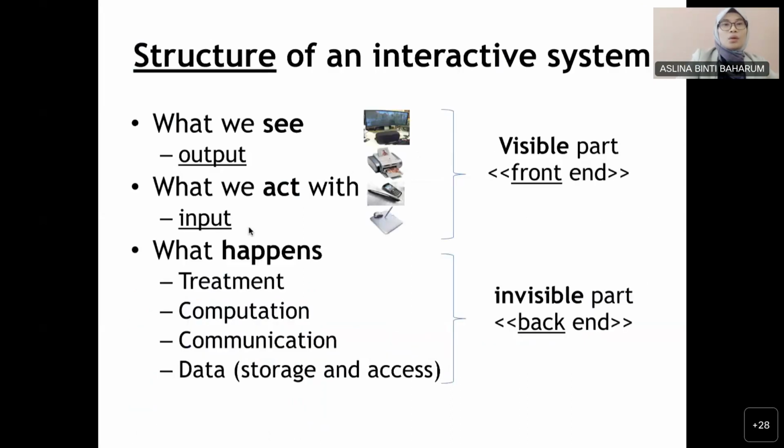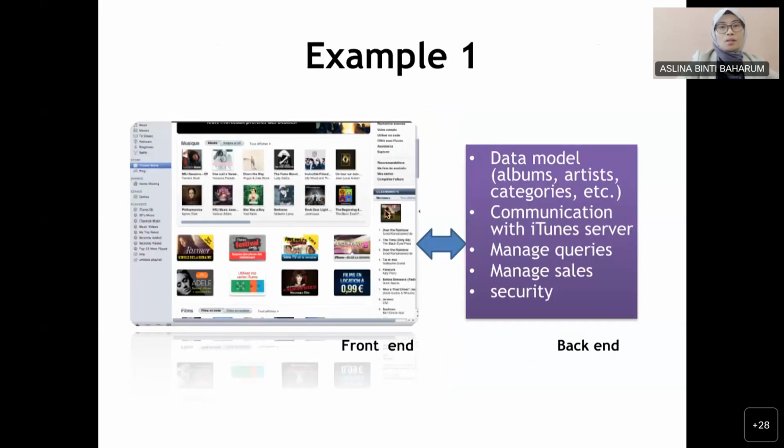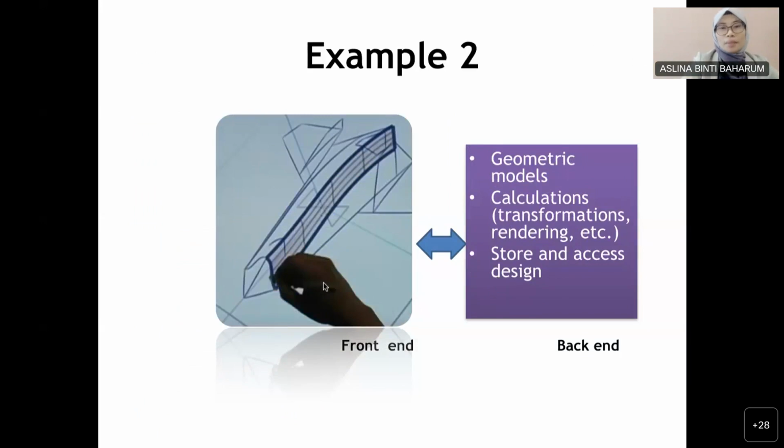So to remind again, we have front end and back end. The visible part is what you see, the output. What you act with is the input, and what happens behind is the back end. So this is an example. This is what you see, what you act on, you click it, you open it. So this is front end. The back end is the data model, all the data, the communications behind it, and the programming, the coding behind.